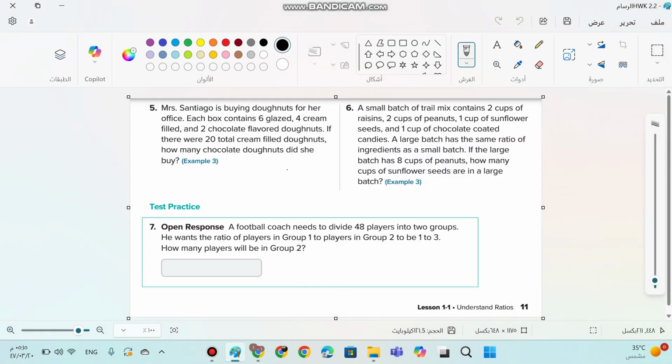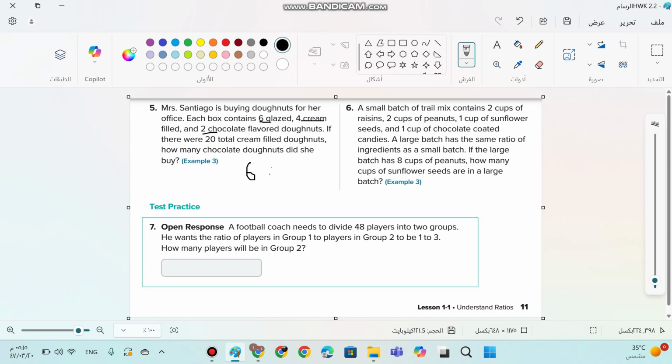Okay, grade 6, this is homework 2.2, questions 5, 6, and 7. Alright. Here we have some donuts. We have 6 glazed, 4 cream, and 2 chocolate. So we can just do this.